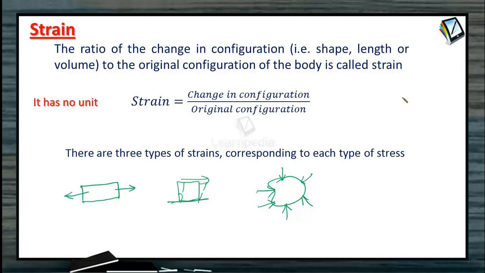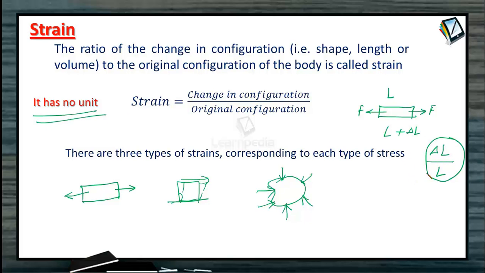For example, we have a rod of length L, and suppose by applying forces on both its ends, we have changed its length from L to L plus delta L. Then its strain is delta L divided by L. That means it has no unit. So this is change in length divided by original length. In the same way, here you can see change in volume divided by the original volume.